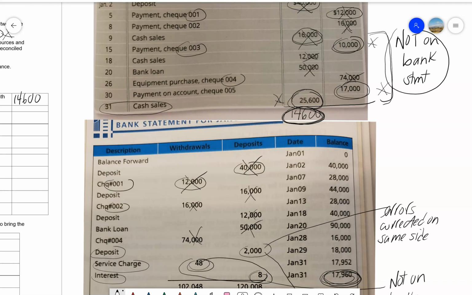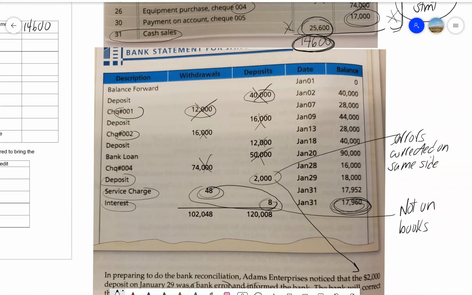Now, we also talked about this error. The bank made this error of $2,000. And so when it comes to errors, we have to correct that on the same side. Whoever made the error has to be corrected on the same side because this error doesn't affect the books, right? It was not made on the books, so we are not going to adjust it on the book side, but the bank is going to correct it next month. So this 17,960, this ending balance, includes 2,000 that is not ours.